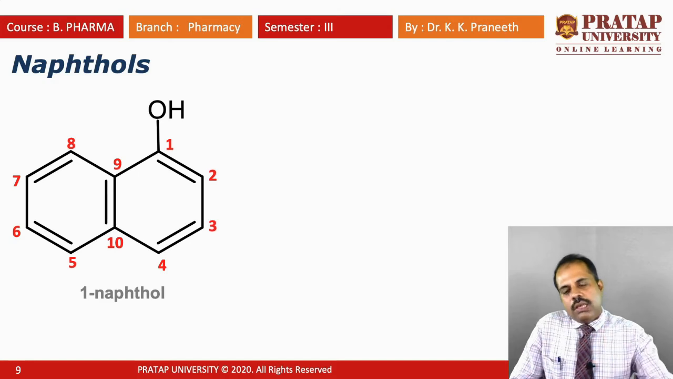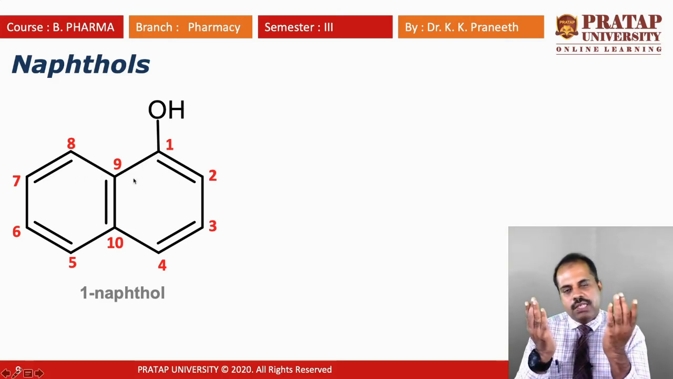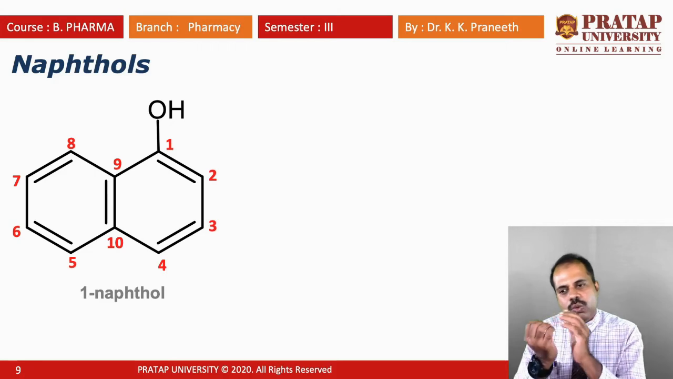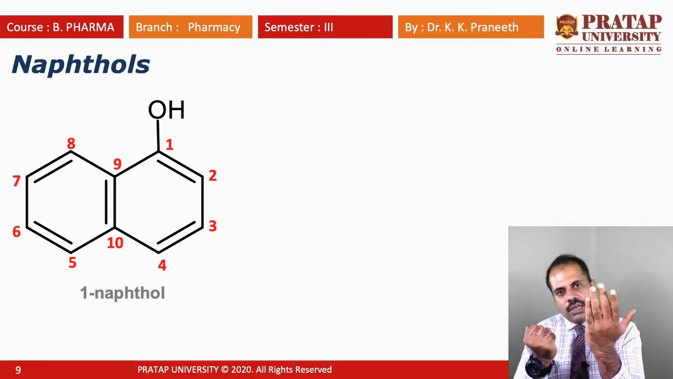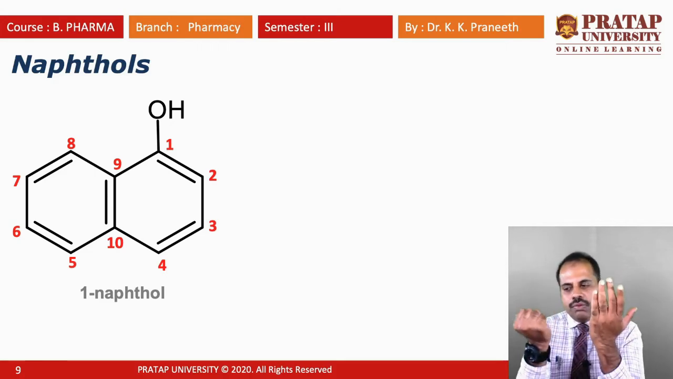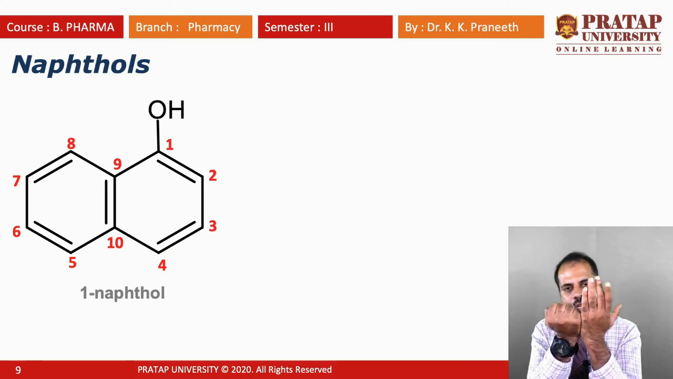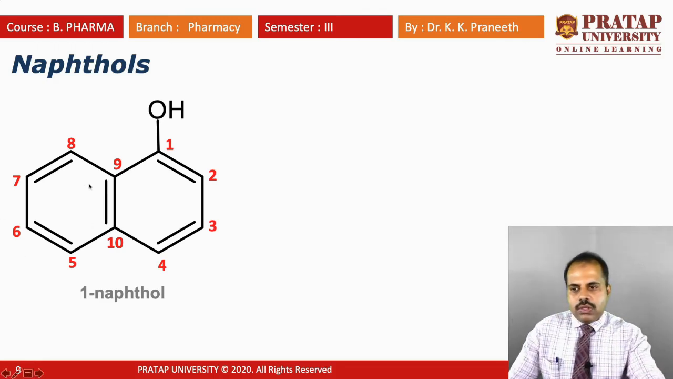So naphthol is nothing but phenol, right? This is a phenol, one benzene ring and one OH. If we fuse the next benzene ring, only the benzene ring without OH, right? So this is a benzene ring with OH, that is phenol. If you fuse just a benzene ring here, then it becomes a naphthol. You see, there are two benzene rings and one OH group.